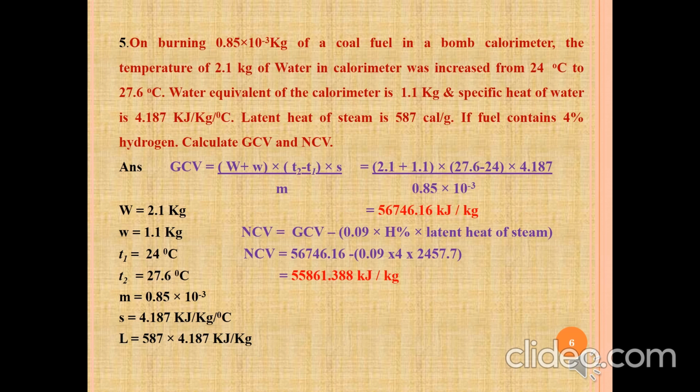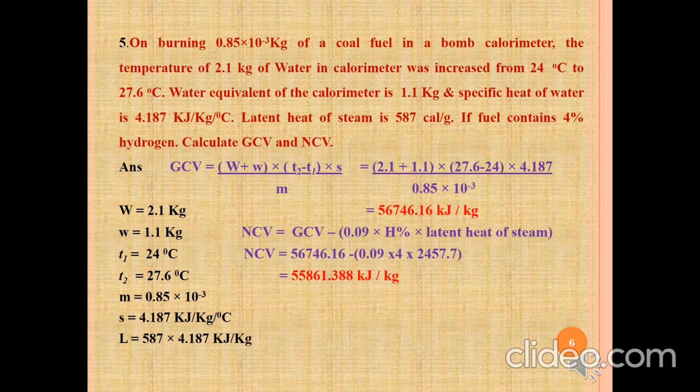S, specific heat, is given by 4.187 kilojoules per kg per degree Celsius. Latent heat of steam, that is L, is given by 587 calories per gram. But since it is given in calories per gram, we have to convert into kilojoules per kg. So we have to multiply by 587 into 4.187, which will give the latent heat of steam, which is nothing but 2457.7.